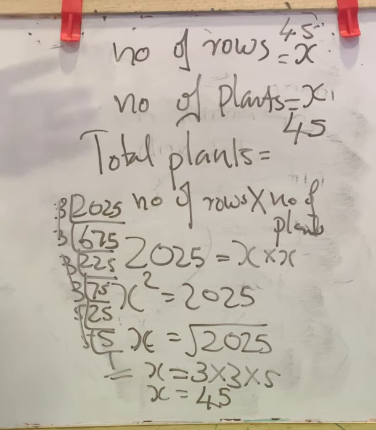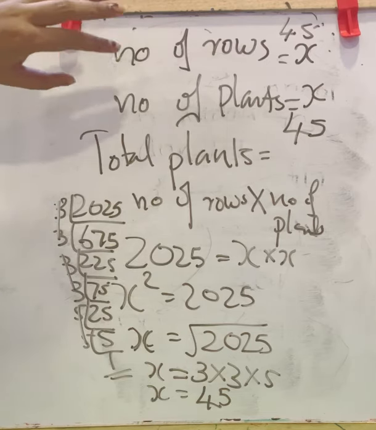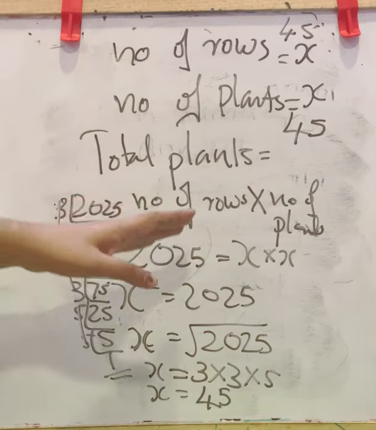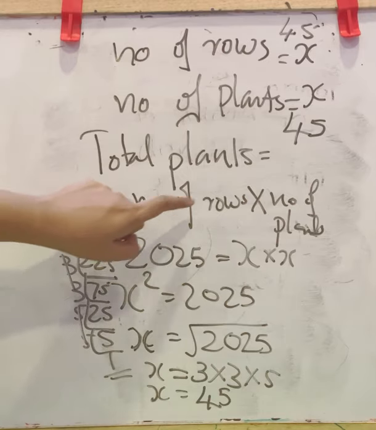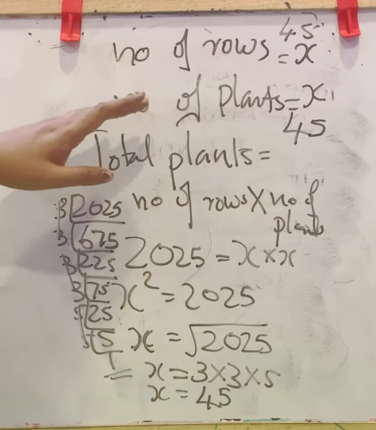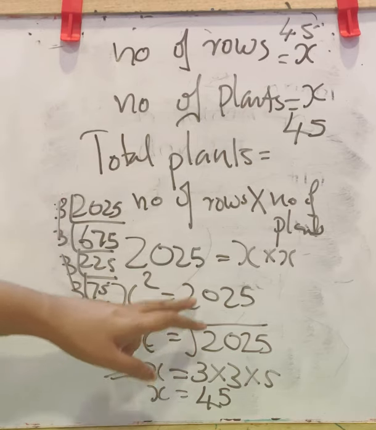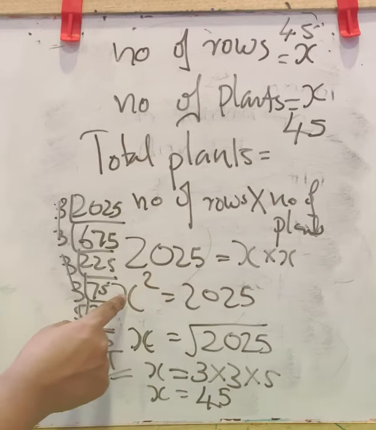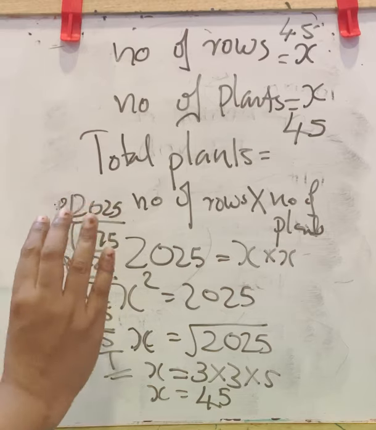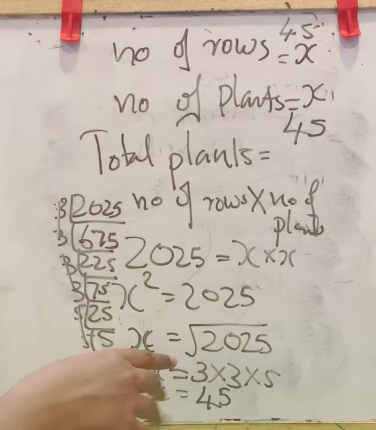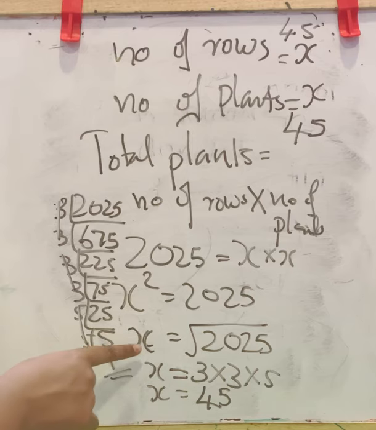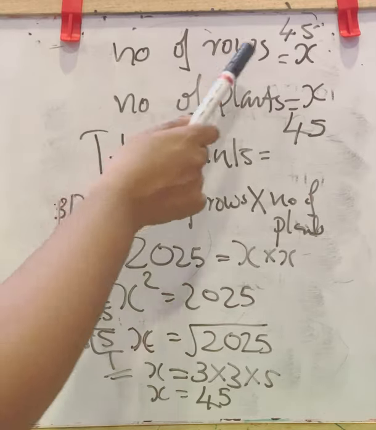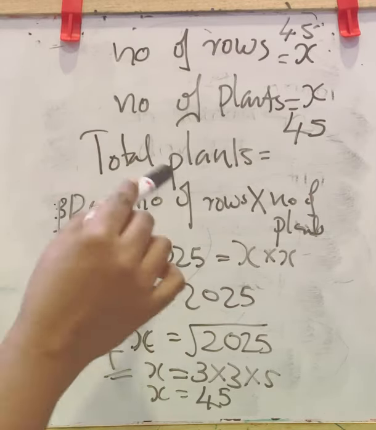What have we done here? It is given in the question that the number of rows is equal to the number of plants in each row. Total number of plants means number of rows into number of plants in each row. That is x into x will be equal to 2025. To find x, you find the square root of 2025, because this is a perfect square number. That is why x square. Any number which can be written in the form n square is a square number. So x is 45. You can say the number of rows is 45 and the number of plants in each row is also 45.